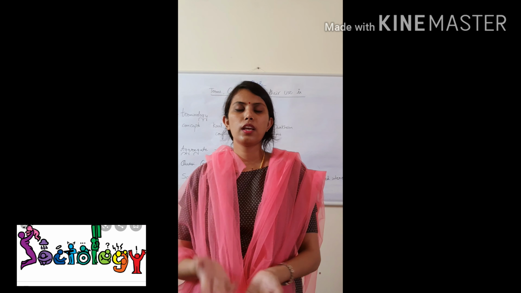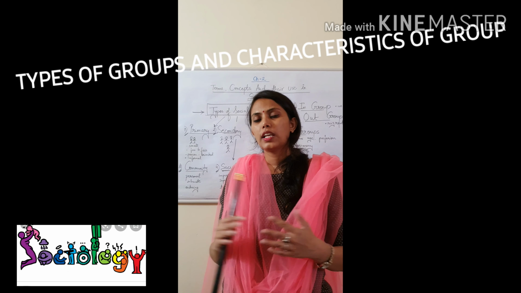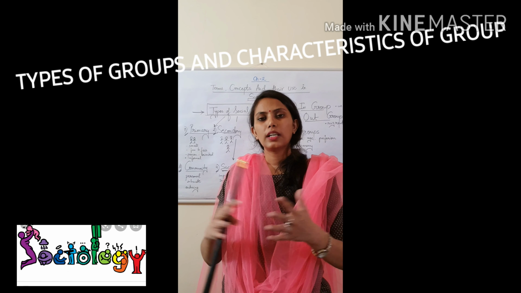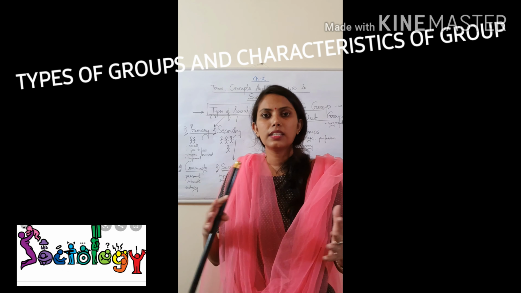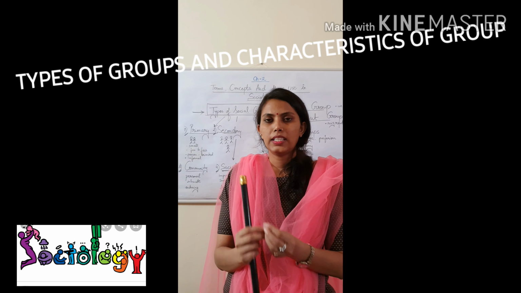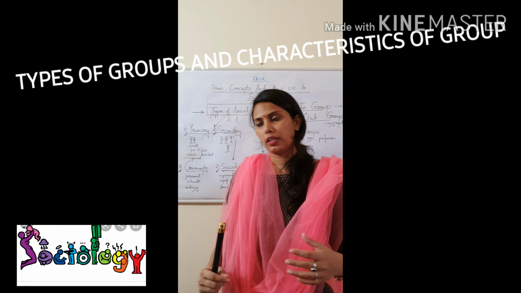Secondary group is the opposite of primary. Primary is small, secondary group is a larger group. It does not have face-to-face interaction and it is goal-oriented. Suppose you people in the class, a whole class will be a secondary group because everyone in the class is not very close to each other. So there will not be face-to-face interaction. So a class is an example of a secondary group. And a close group of friends is an example of a primary group.